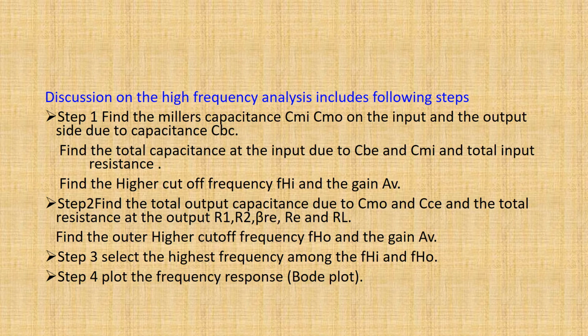Step 2, find the total output capacitance due to CMO, which is the Miller output capacitance, and CCE, the junction capacitance between the collector and the emitter, and the total resistance at the output due to R1, R2, beta RE, RE and RL. Of course, RO has to be included here. Find the output higher cutoff frequency FHO and the gain AV. Step 3, select the highest frequency among FHI and FHO and plot the frequency response Bode plot.